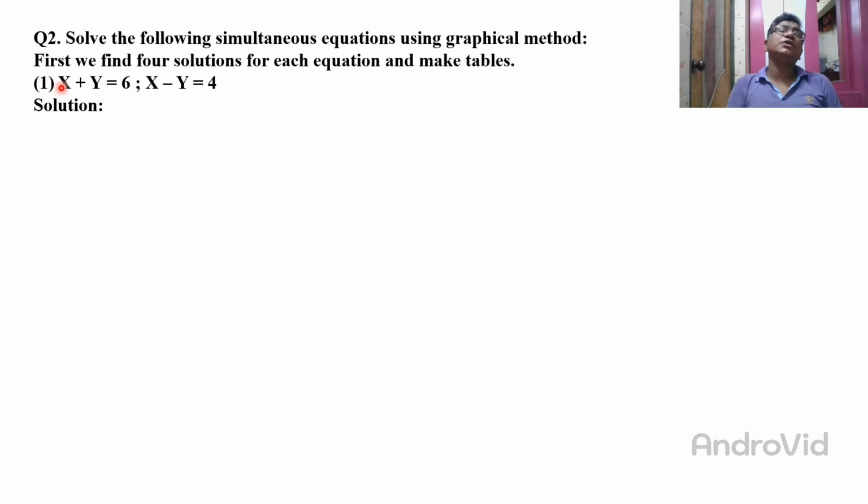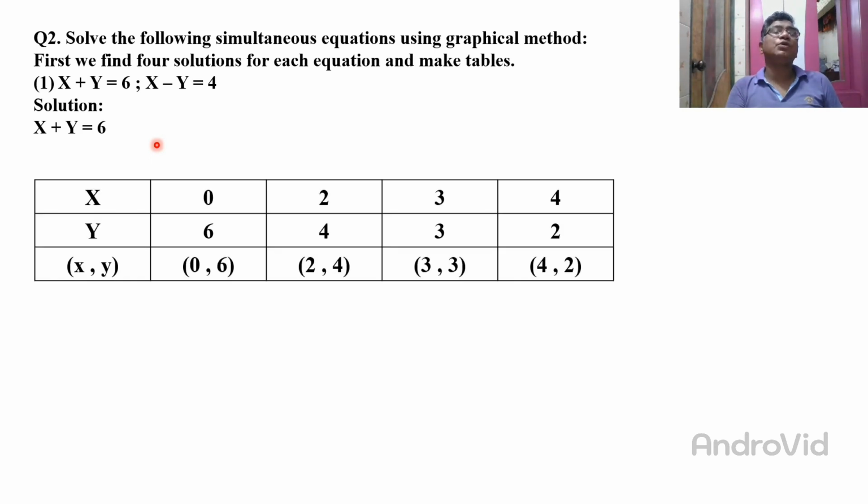So here the first equation is given, x plus y is equal to 6, and x minus y is equal to 4. But first we find 4 solutions for each equation and make a table. But in this problem they have already given a completed table. So for x plus y is equal to 6, the x value is given 0, the y value is given 6. Or if they are not given, remember my students, when you want to find the values for x plus y equal to 6, it is very simple to solve.